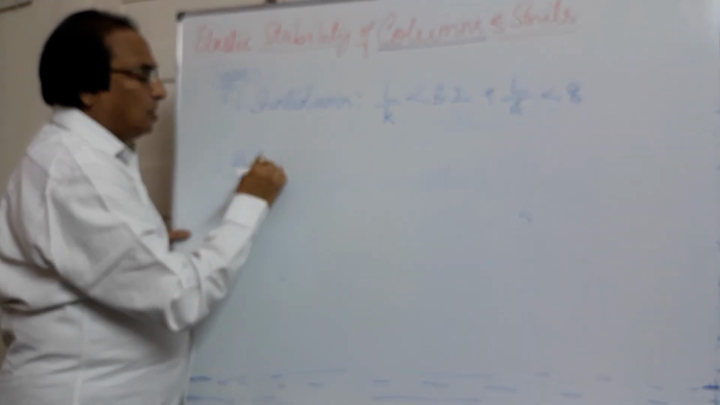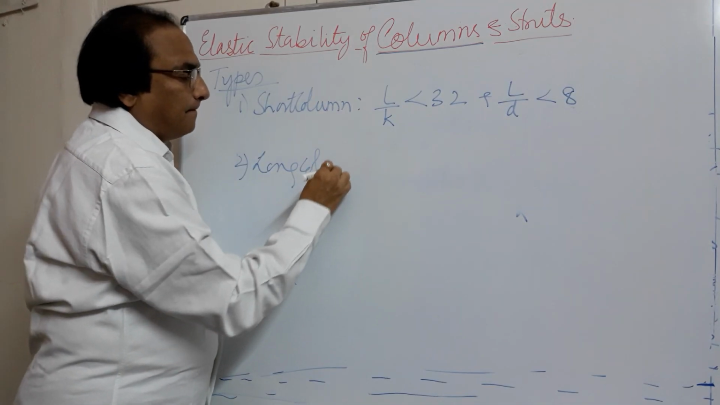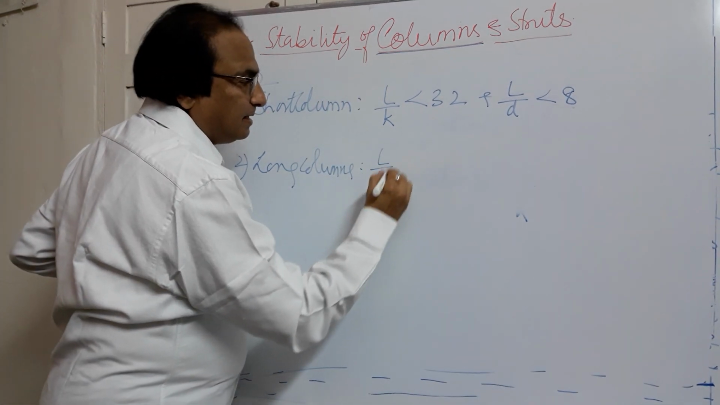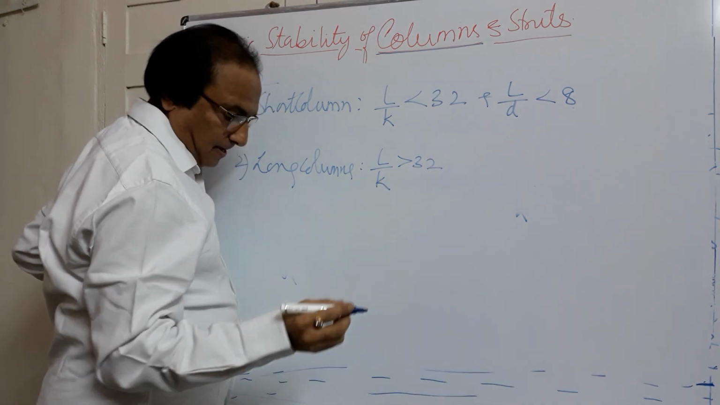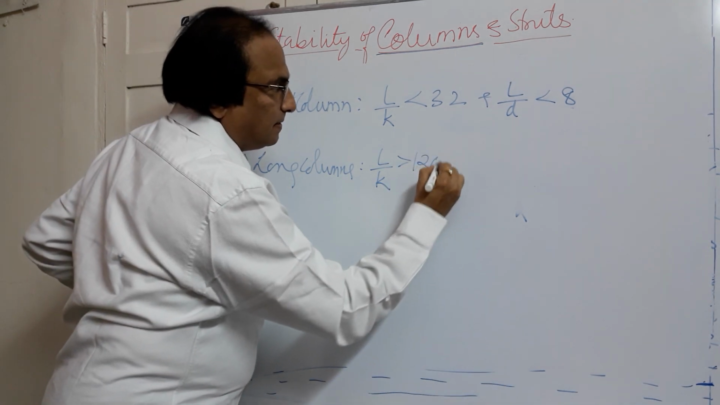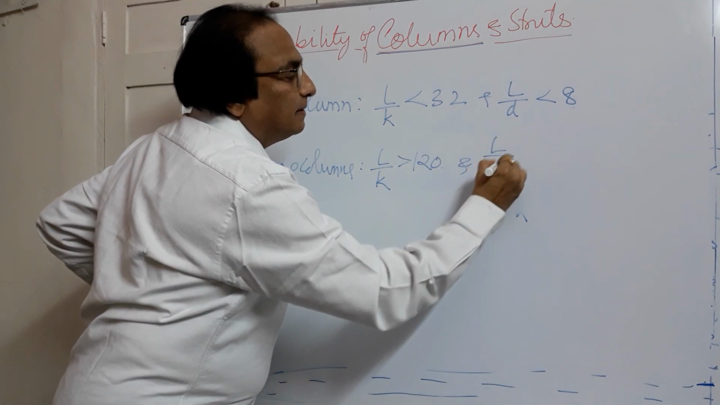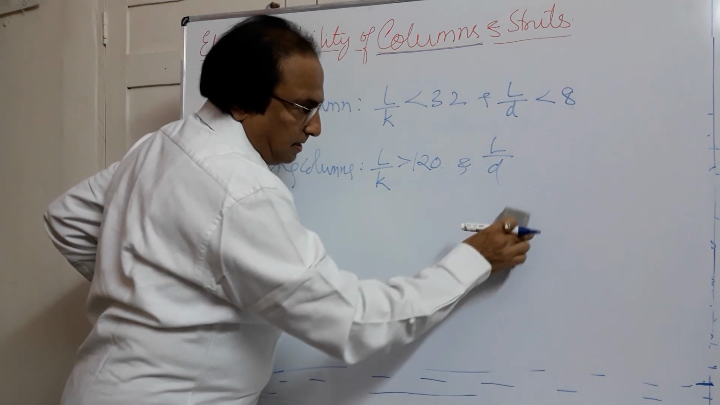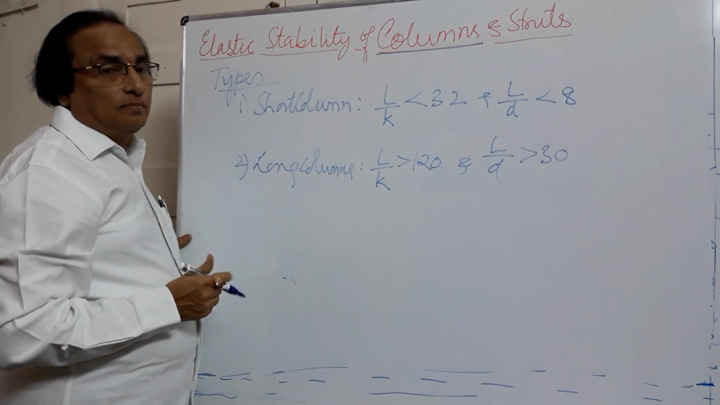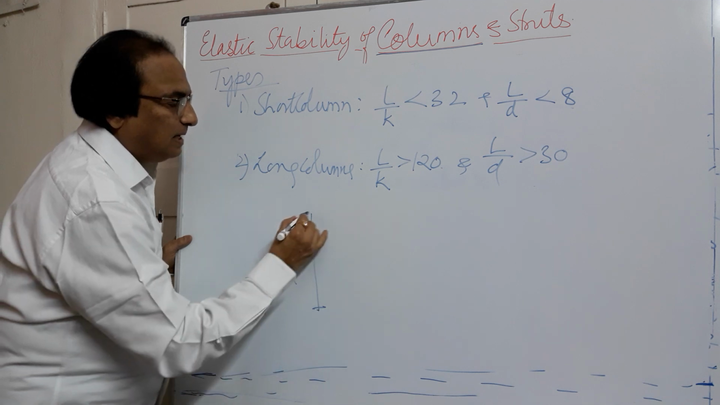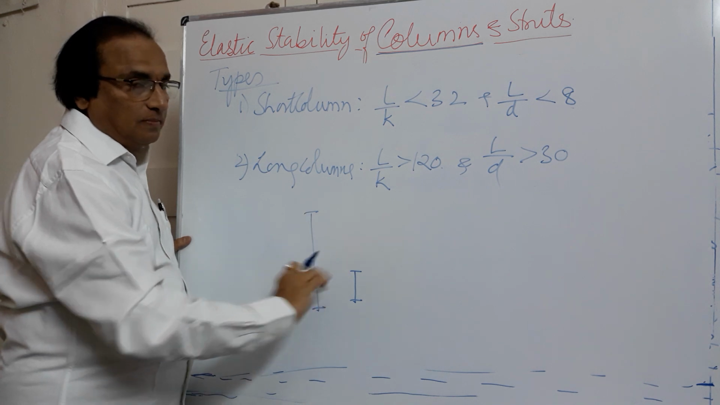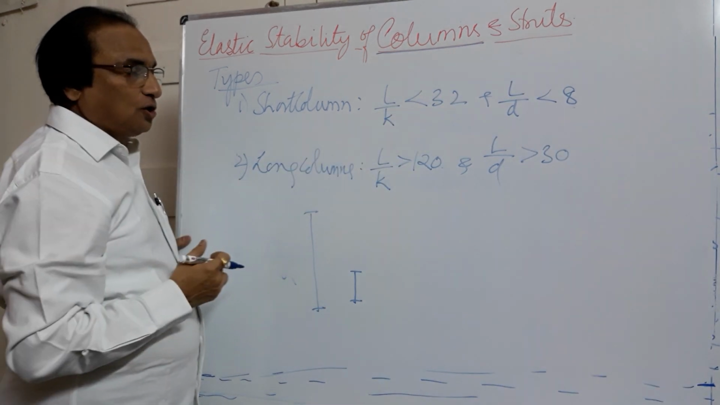The second category is long columns. We say the columns are long when L by K is greater than 120 and L by D is greater than 30. We call these long columns and short columns. For example, if I draw a column like this, it is a long column. If I draw a column like this, it is a short column. Long column and short column. Now these are the conditions for short column and long column.